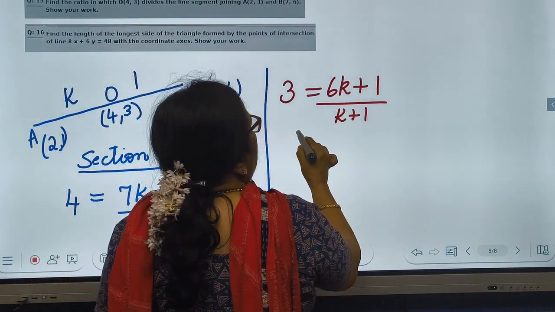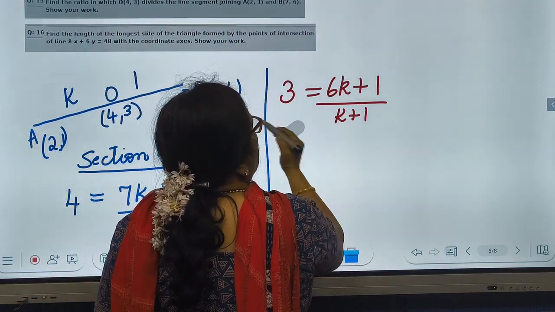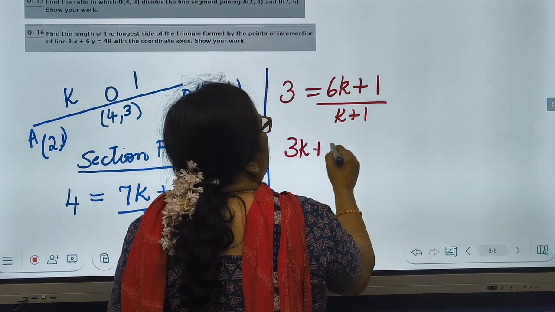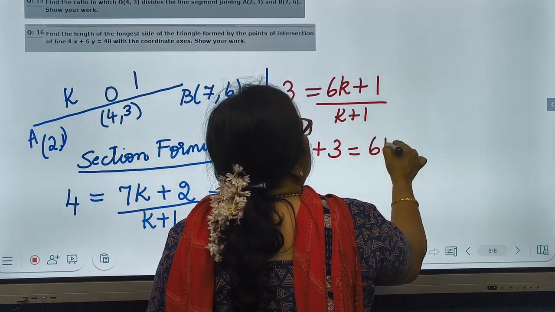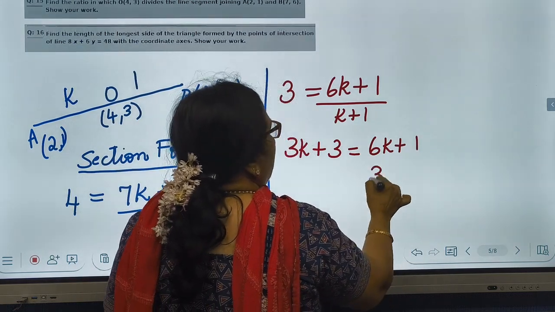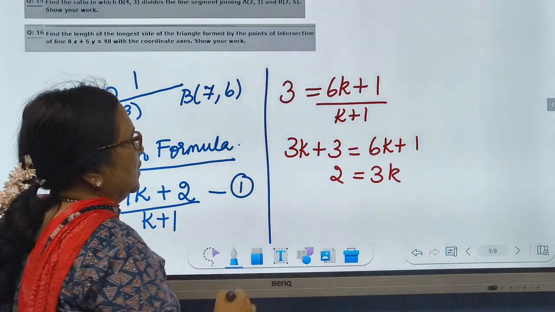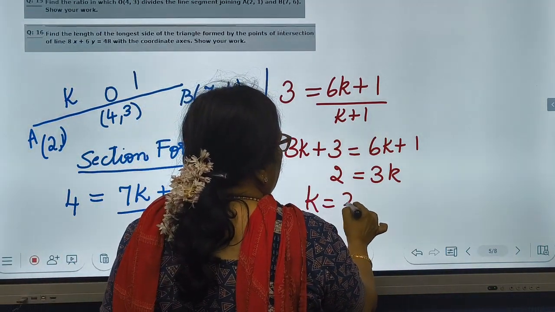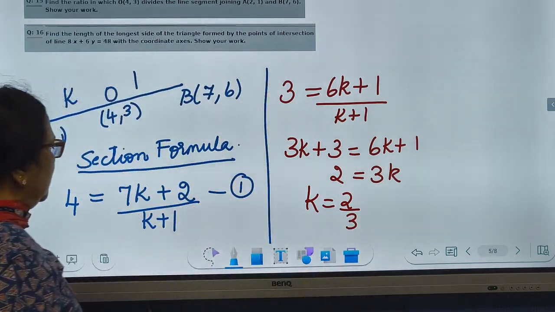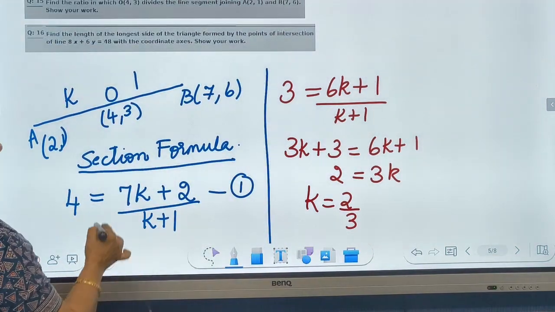So from here what do you get? 3 times k plus 3 equal to 6k plus 1. So 3k equal to 2. So k equal to 2 by 3. You can use one to solve, but you can verify with the other.